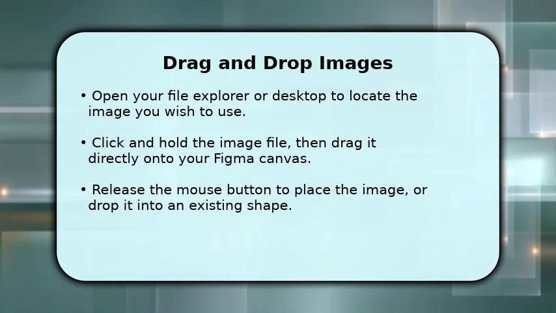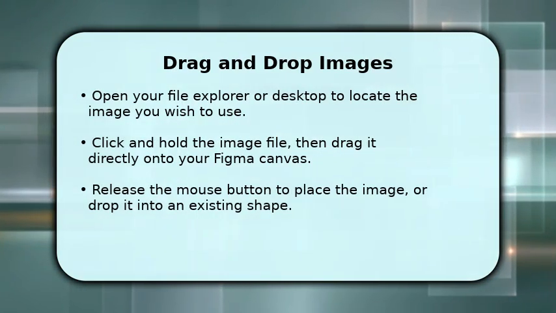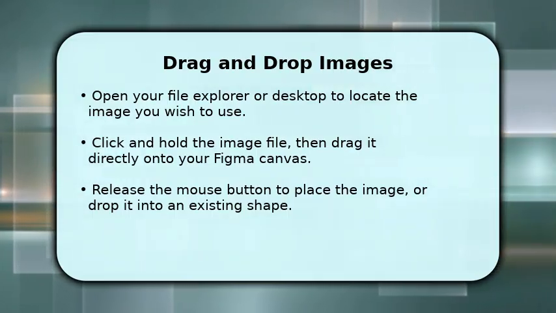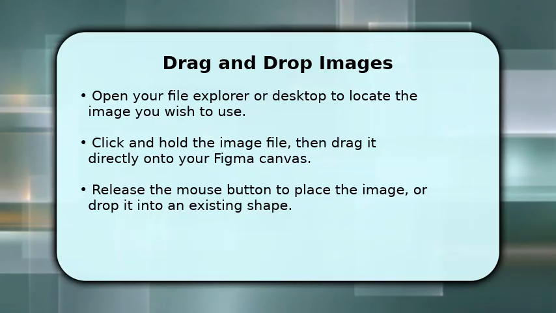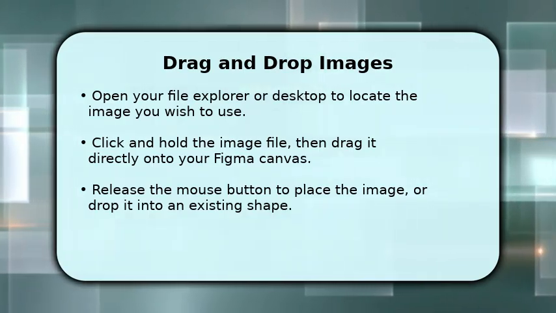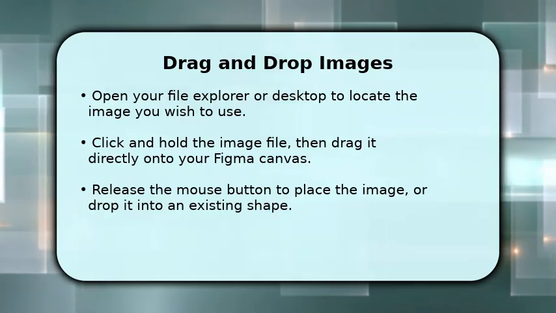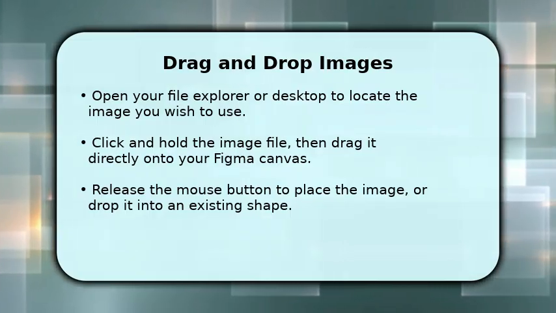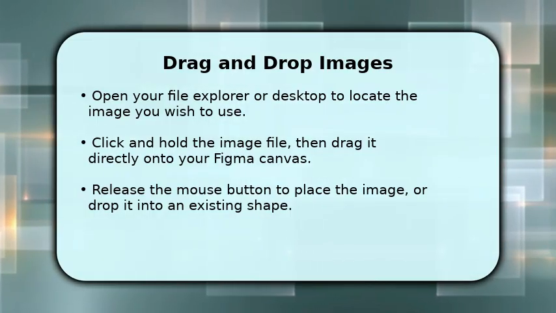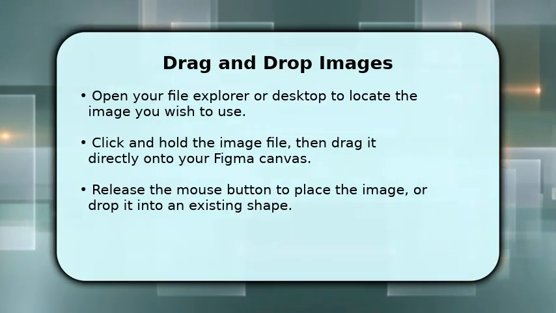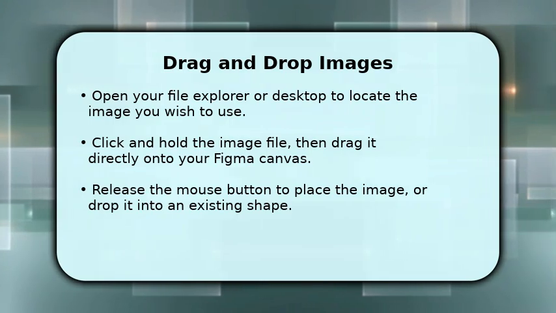The drag-and-drop method is incredibly simple and fast. Just open your File Explorer or desktop and find the image you want to use. Click and hold that image, then drag it directly over your open Figma canvas. You can release the mouse button anywhere on the canvas to place it freely, or even drag it into an existing shape, like a rectangle or circle, to automatically use it as a fill. This saves you several clicks and keeps your workflow smooth.